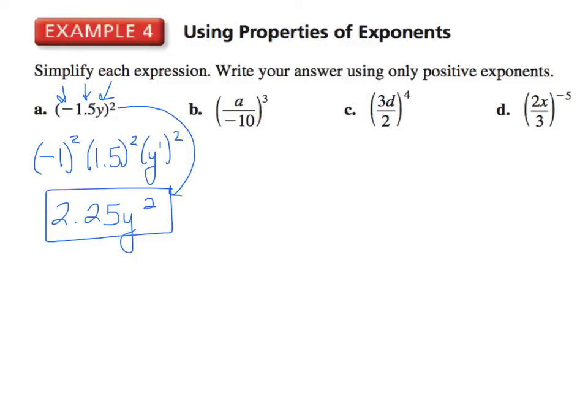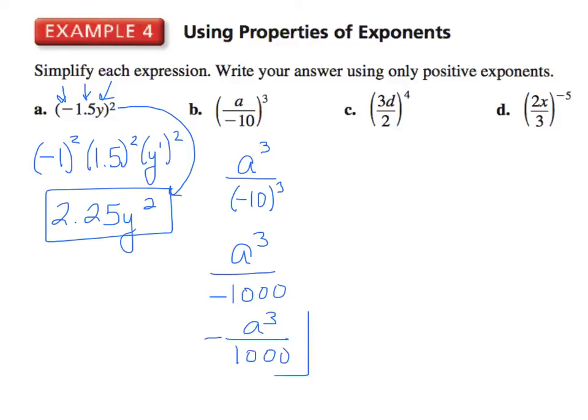B, this would be dividing two numbers and a letter. So we have to actually take everything to the 3rd power. So this would give us a to the 3rd divided by negative 10 to the 3rd, which would give me negative 1,000. But we always put our negative on top or out front. So my answer would be negative a to the 3rd divided by 1,000.